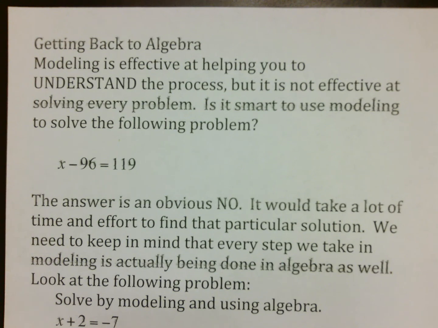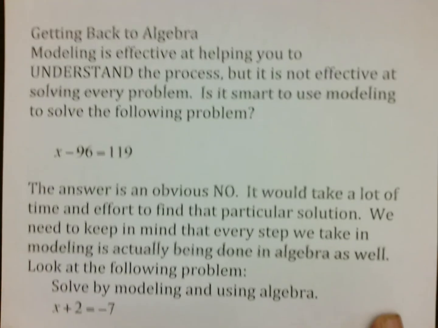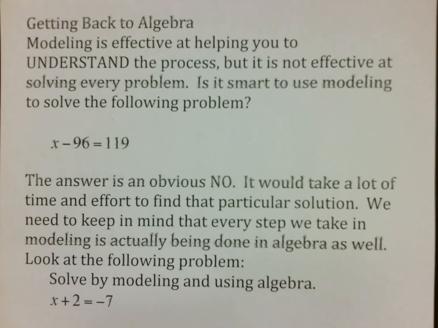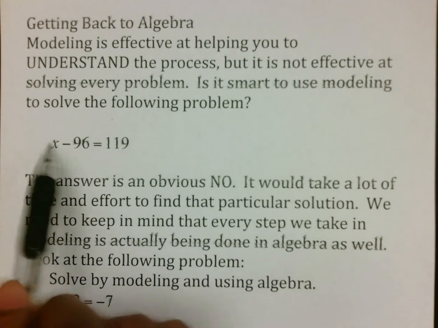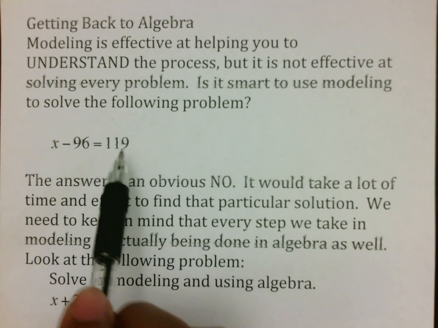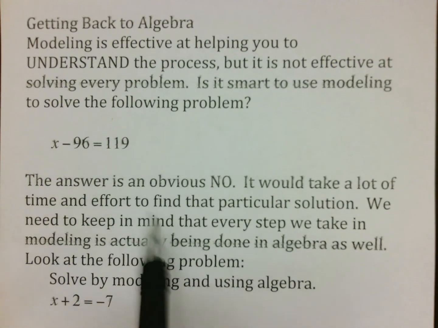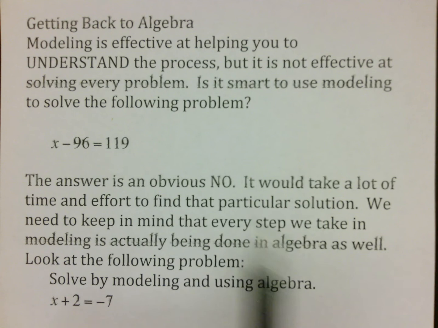So is it smart to use modeling to solve this following problem? x minus 96 equals 119. As you can see on the screen, the answer is obviously no, because in order to solve this with modeling, you would have a cup, 96 negatives, a wall, and 119 pluses. You would then have to add 96 pluses to both sides, cancel out all those 0 pairs. It would be a lot of work to get that solution.